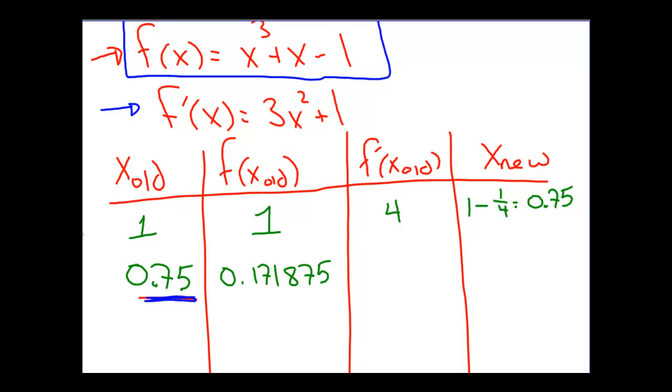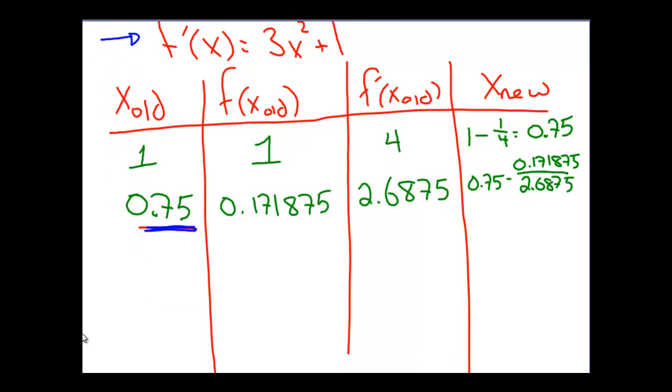When I do that, I'm going to get the slope of the tangent line when x equals 0.75. That gives me a value of 2.6875. And if I compute then using Newton's method the new value, that will be 0.75 minus 0.171875 divided by 2.6875. Okay, so that's what Newton's method gives me as my next guess, and if you work that out, that ends up being a slightly more complicated decimal.